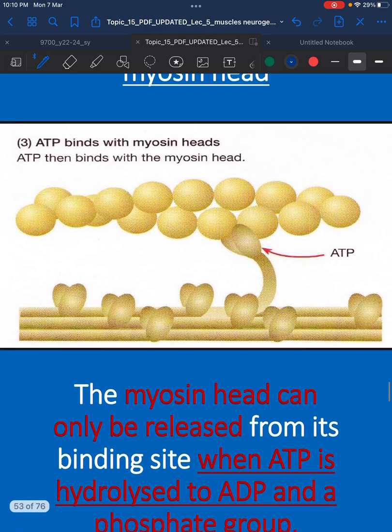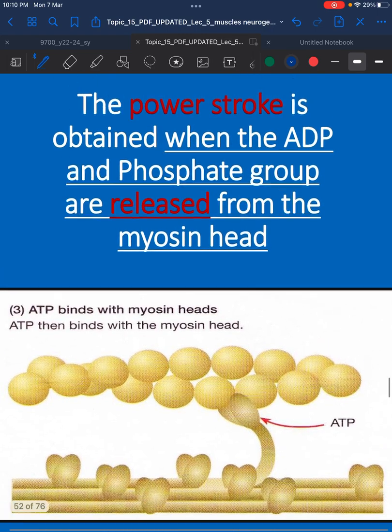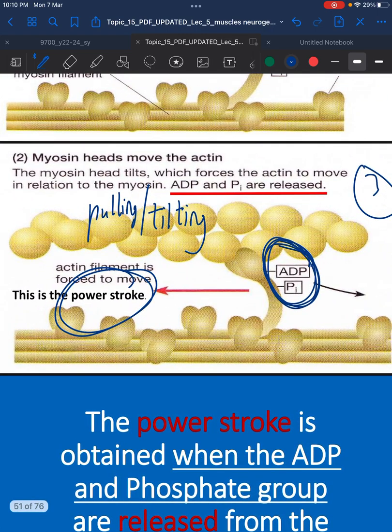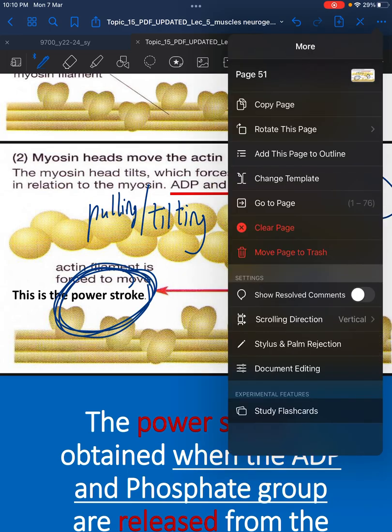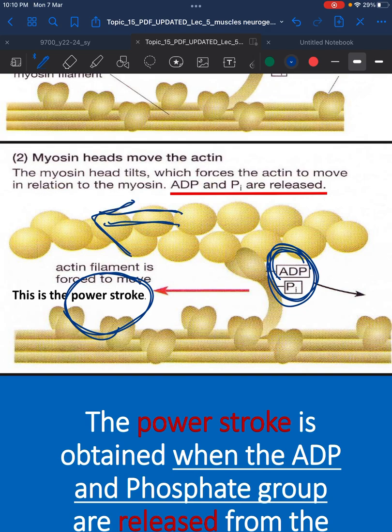Let me remind again, a lot of students think that the hydrolysis of ATP releases energy for the power stroke, and that is wrong. That is the biggest mistake for most students. The hydrolysis of ATP that releases the energy is not for the power stroke, it's not for the pulling or tilting process. Rather, the ADP and phosphate are released from the myosin head, and only then it can create the power stroke, the pulling effect or the tilting effect.